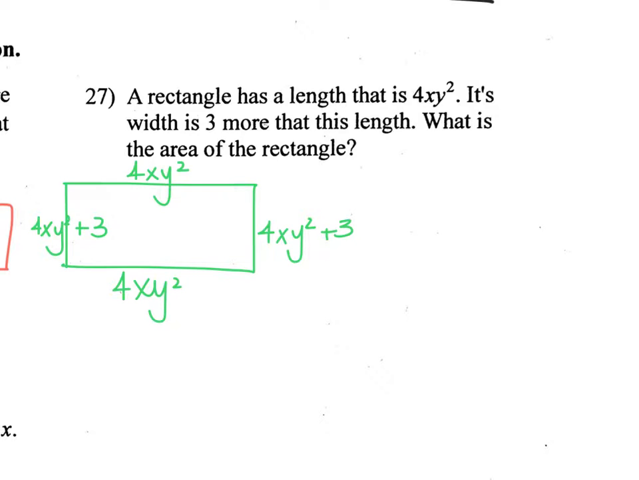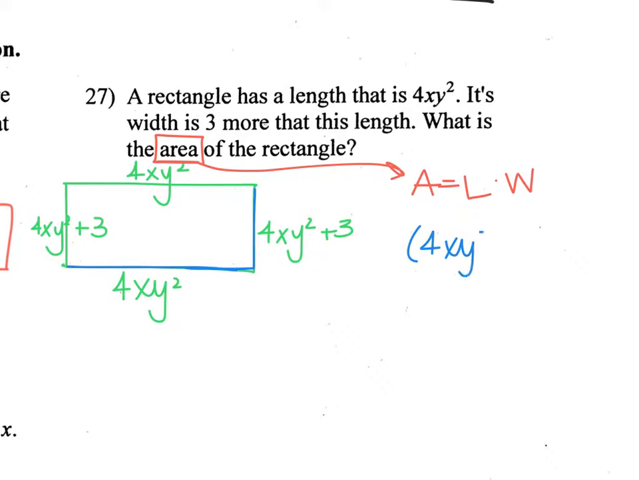This time they're going to ask me for the area, and I will give you all these formulas tomorrow if you need them. But area, you should know, is length times width. So I'm going to be multiplying those. It doesn't matter what you call length or width. It just means you're going to be multiplying these 2 sides together. So I'm going to be doing 4xy squared times 4xy squared plus 3. And what you should definitely know how to do is to distribute there, to multiply those. So if I do the first distributive property, it's going to be those things.